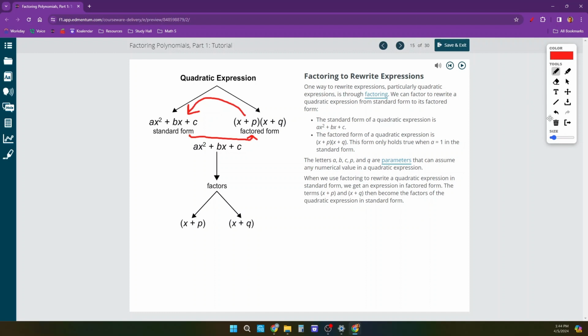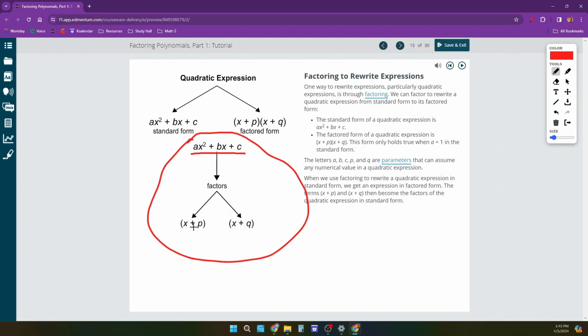And that's what it illustrates here. It says that this quadratic expression can be factored into two binomials again. How, you ask? Well, we're going to go over the method in just a bit.